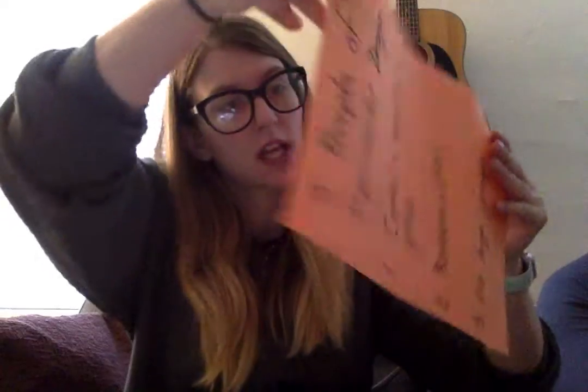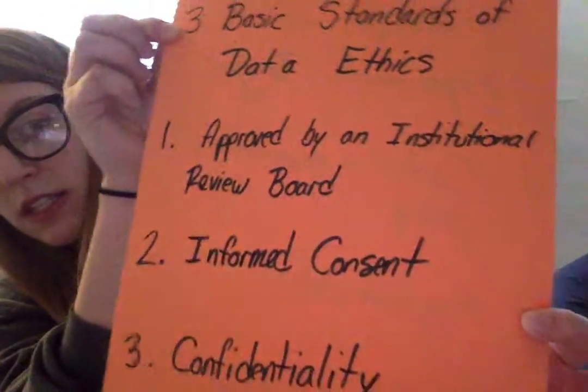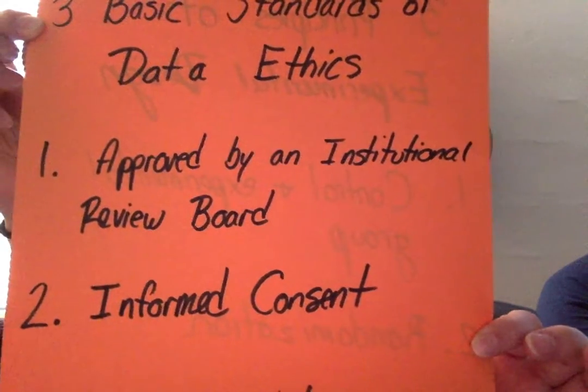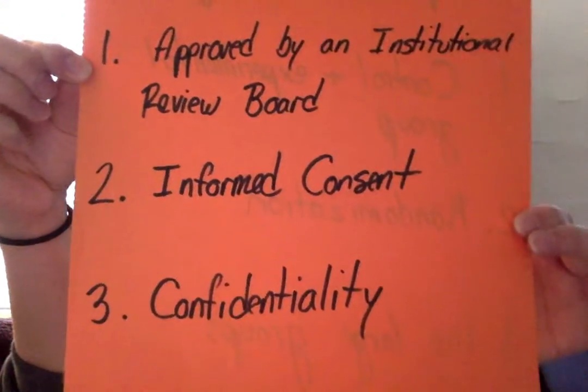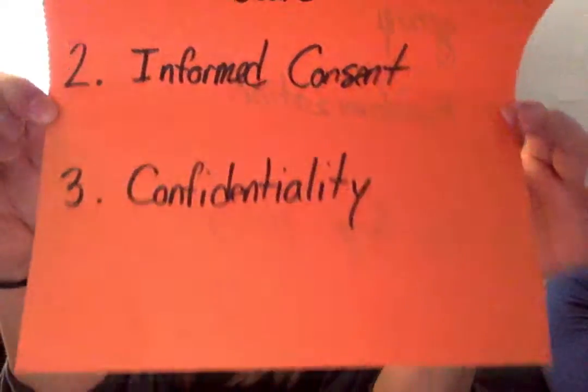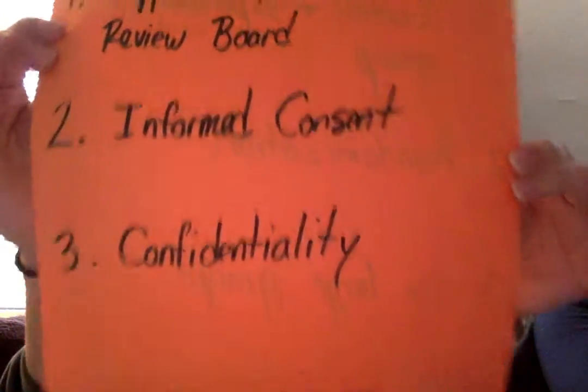That's that. Data ethics. There are 3 basic standards of data ethics, and they are these. It needs to be approved by an institutional review board. All participants need to have informed consent. And last but not least, it needs to be confidential. So you can't give out information. You can't say, Miss Harrington is this blood type. You could say 50% of the participants had this blood type. You can give percentages and kind of group them, but you can't give out specific data based on people and their names.